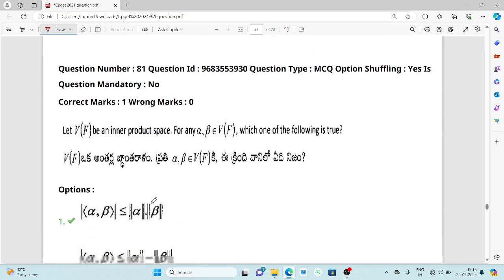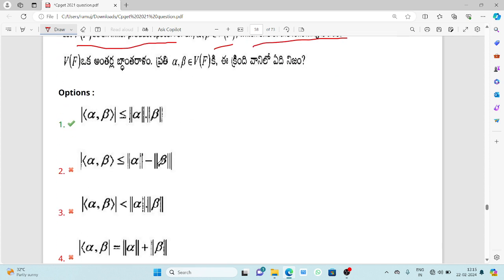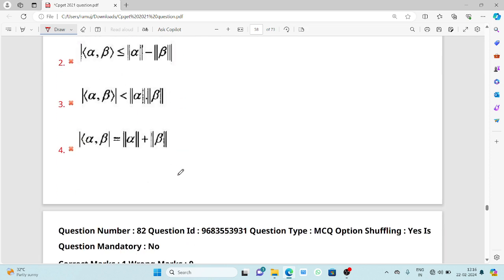So 81. Let V(F) be an inner product space, for alpha, beta belongs to V(F). Which one of the following is true? So this is a direct statement. He provided some statements, and he is asking which one is true. So this is the true statement, because if these conditions are satisfied, then we can say that, as he mentioned already, it is an inner product. So this condition must and should be satisfied. So this is the correct option.